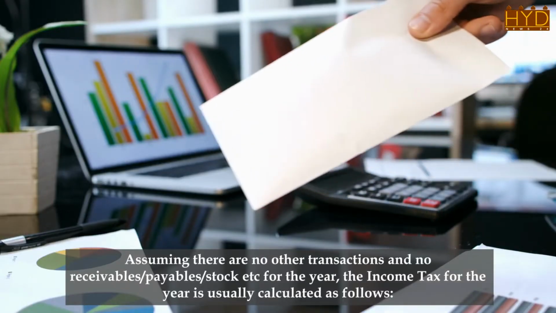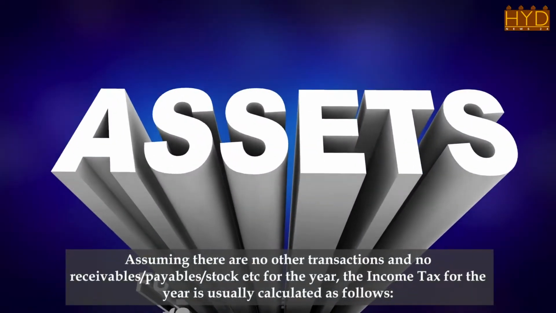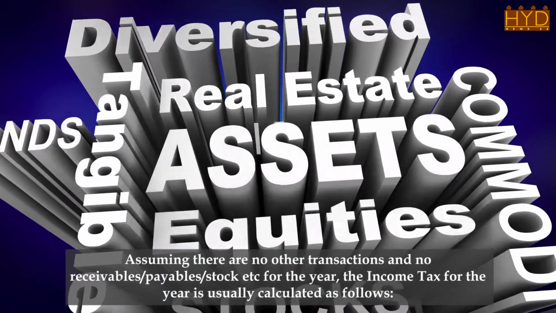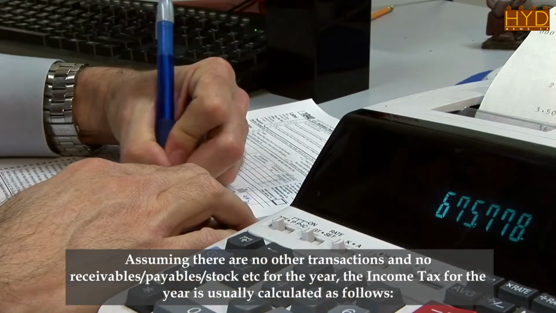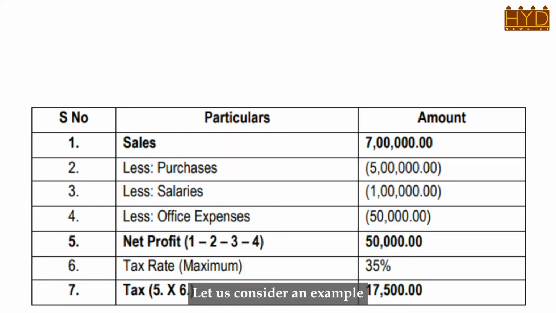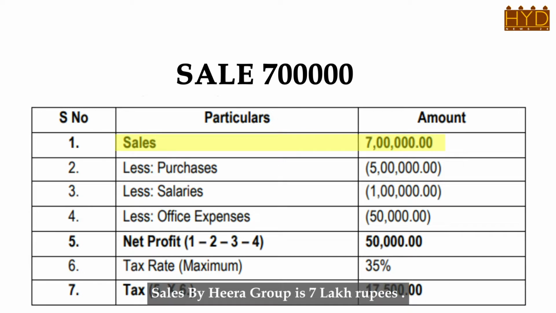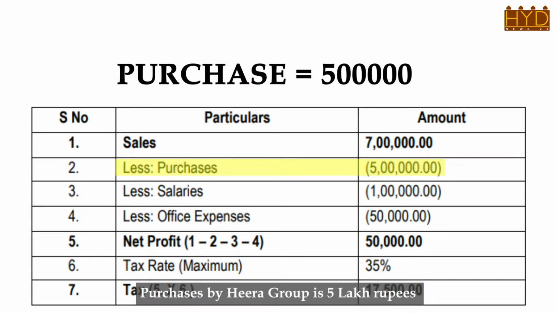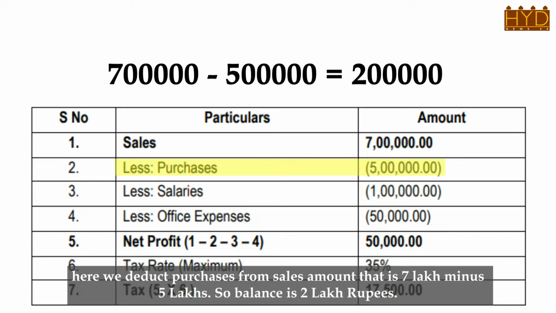Assuming there are no other transactions and no receivables or payables or stock etc. for the year, the income tax for the year is usually calculated as follows. Let us consider an example. 1. Sales by Heera Group is 7 lakh rupees. 2. Purchases by Heera Group is 5 lakh rupees. Here we deduct purchases from sales amount, that is 7 lakh minus 5 lakhs. So balance is 2 lakh rupees.